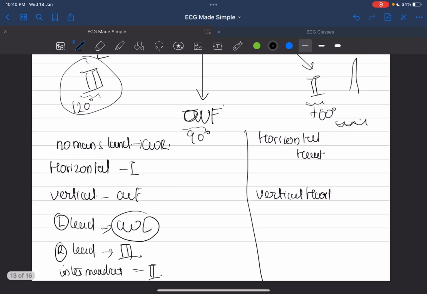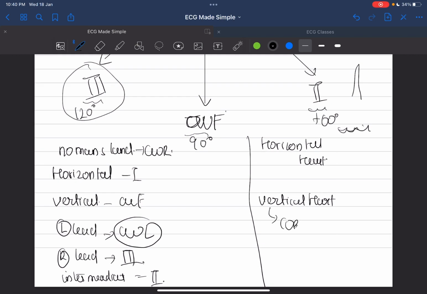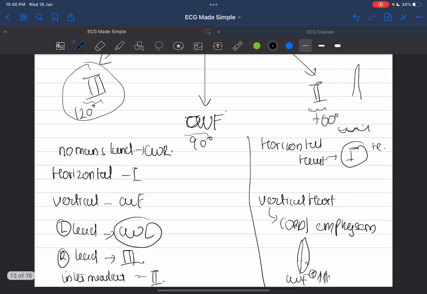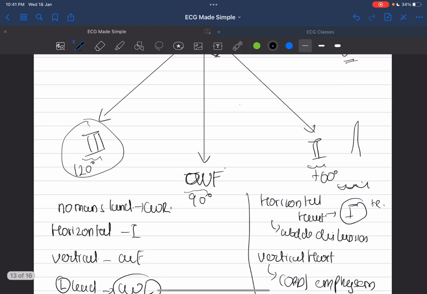So vertical heart, when do you get a vertical heart? In emphysema or COPD, the lungs trying to expand push the heart to a vertical position. When it's in a vertical position, the vertical lead AVF will have huge positive impulses. And if it is a horizontal heart, lead 1 will have the most positive deflections. Horizontal heart occurs in abdominal distension, obesity, pregnancy, any abdominal mass. Those can make a horizontal heart.